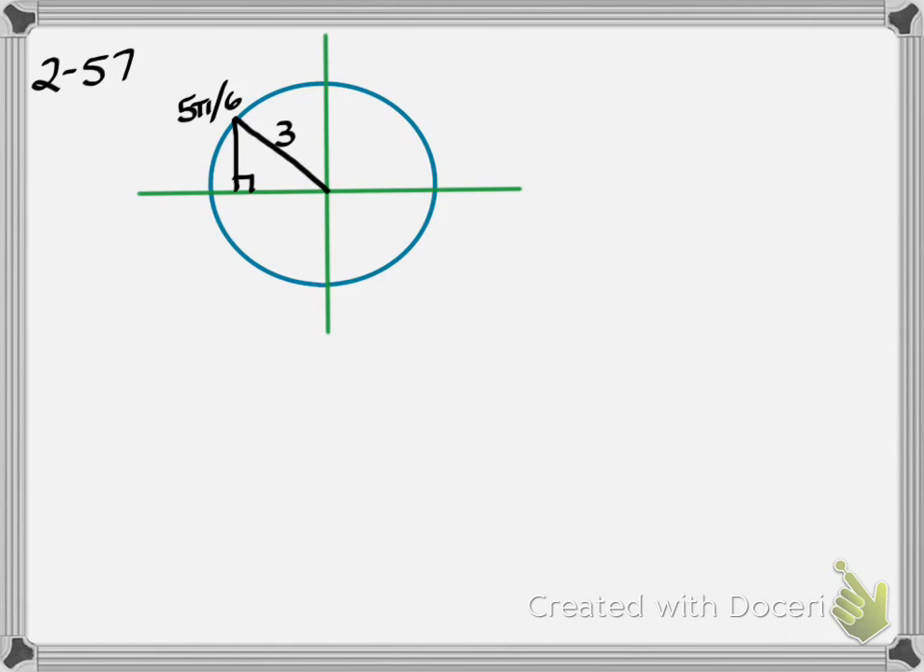If this is pi, do you agree that this would be 6 pi over 6? So there is a pi over 6 difference right here, which would give us a reference angle of pi over 6, or 30 degrees. So it's a 30, 60, 90. And the side opposite the 30 is always half of the hypotenuse. So this is 3/2, or 1.5. So Connor says that the sine of 5 pi over 6 is 1.5. And we have to say if we agree with him or not.